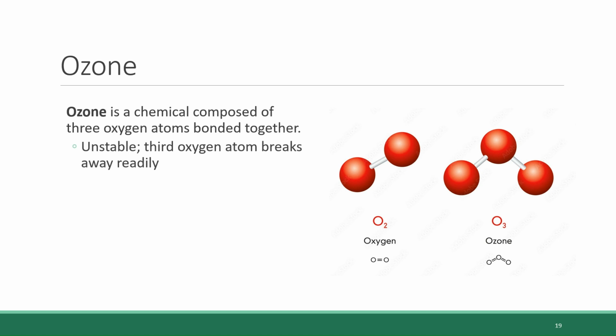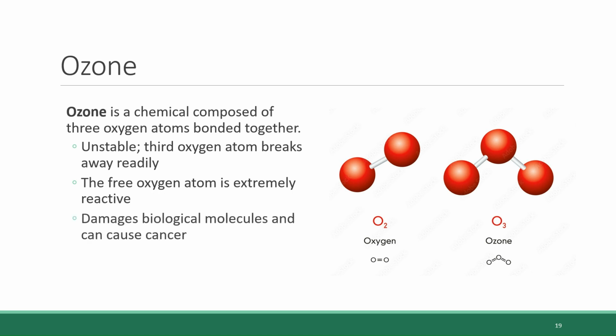And the defining characteristic of ozone as a chemical is how unstable it is. The third oxygen atom will break off from the molecule very easily. And that third oxygen atom is extremely reactive. It will react with most things it comes in contact with. And because of this, exposure to ozone is harmful to humans and living organisms in general because it will react with biological molecules, including DNA, and cause damage to them, which can lead to cancer.